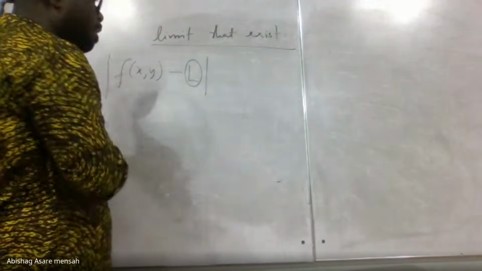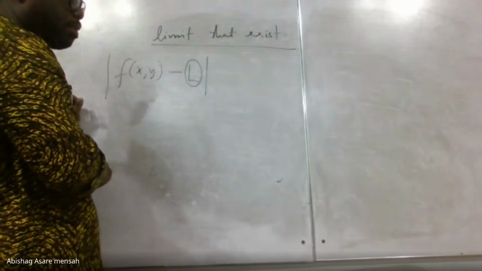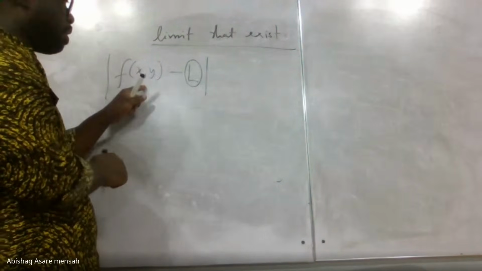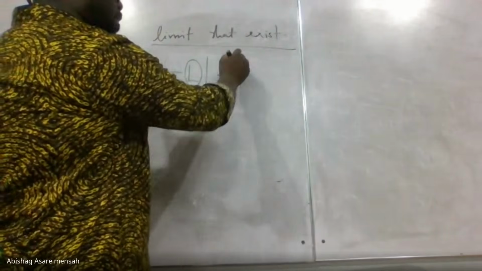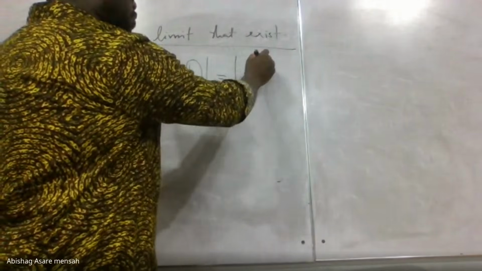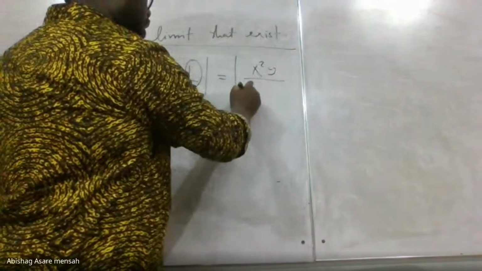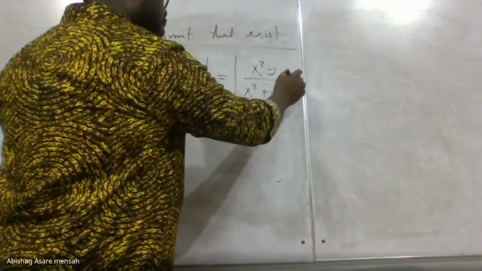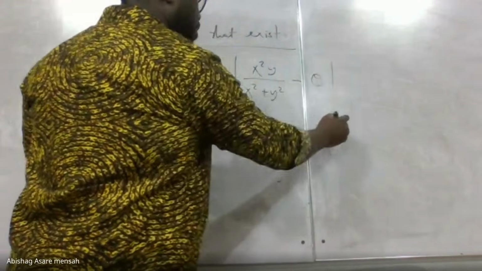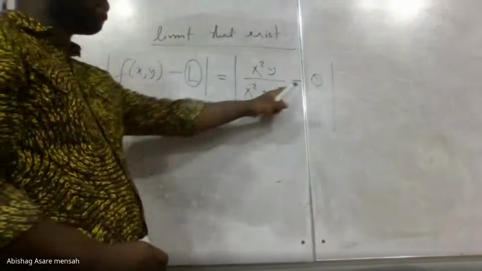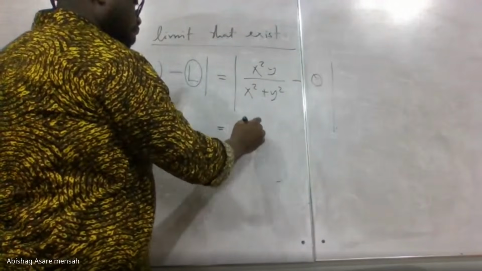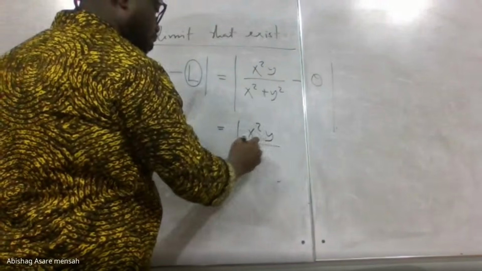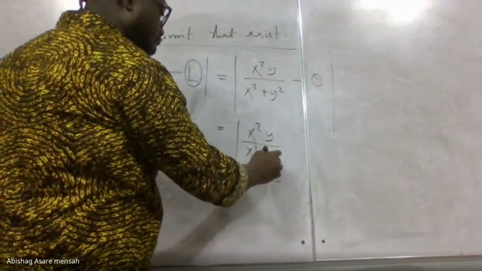So here L is equal to what? 0. So this L here means that we have the function. What function? The function is x squared y over x squared plus y squared, and we subtract 0 from it. If you subtract zero, you get the same thing. Absolute value of what? x squared over x squared plus y squared.